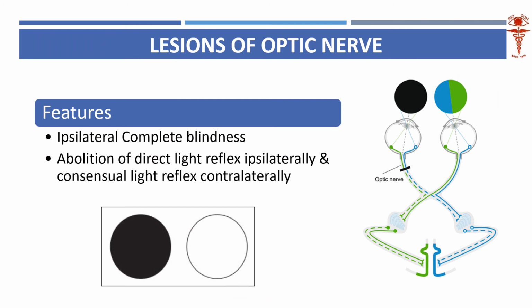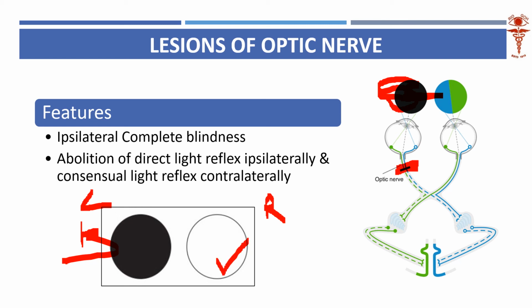So if my optic nerve is affected, what do you think will happen? If my optic nerve is totally affected, that eye will become blind. Yes or no? The other eye will see properly. So this is the right eye, and this is the left eye. My left eye is totally blind, and my right eye is a seeing eye. This kind of lesion happens if there is a lesion of my optic nerve.